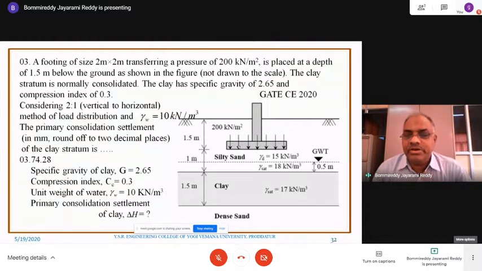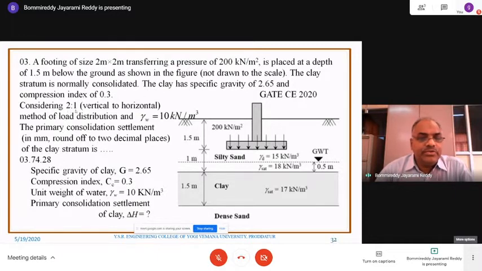First understand the question and also the diagram carefully. The question looks very big, but the solution is not that tedious. The footing is placed at a depth of 1.5 meters below the ground level as shown in the figure. You can see the bottom of the footing is at a depth of 1.5 meters below the ground level. The clay stratum is normally consolidated. The clay has specific gravity G 2.65 and compression index Cc equal to 0.3.